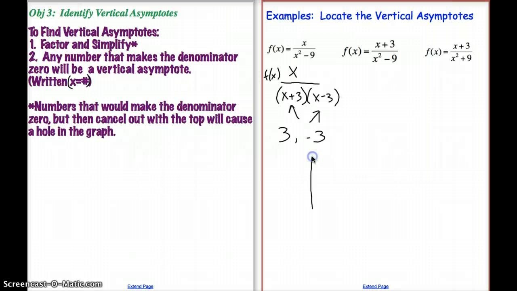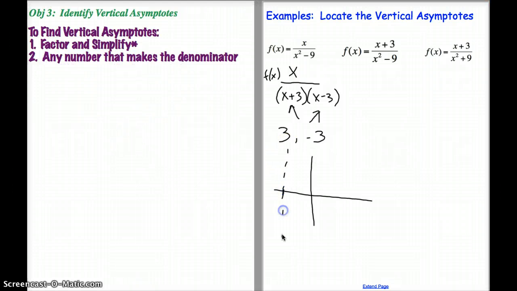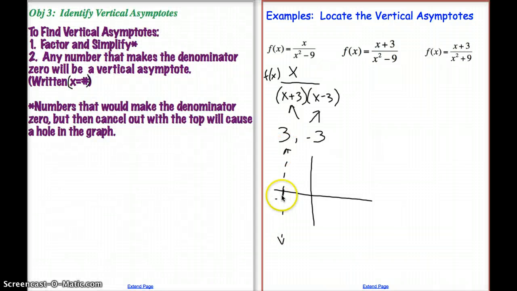If I were graphing these, I would start my graph with a vertical asymptote at negative 3, and I would have a vertical asymptote at 3, because those are the 2 points that made my function undefined. Now I'm not sure what happens between here yet, we'll look at that in the future. But I do know that there are going to be asymptotes at those points.